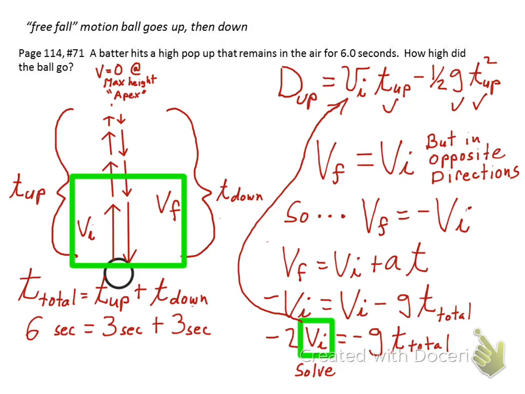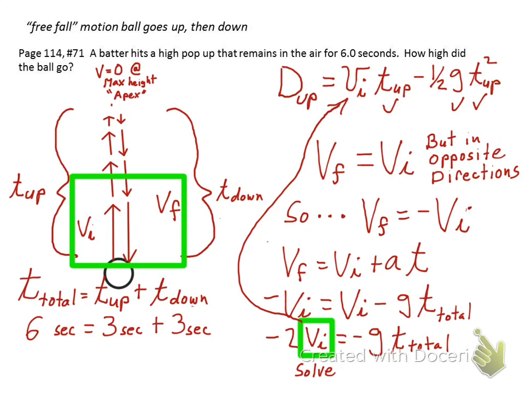Notice down here I use t total instead of t up. Why do I use 6 seconds instead of 3 seconds? Because v initial and v final are separated by a total of 6 seconds. v final becomes the same as the negative of v initial only after 6 seconds. After 3 seconds, velocity has become 0. So that's why I use t total instead of just t up to get the initial velocity.